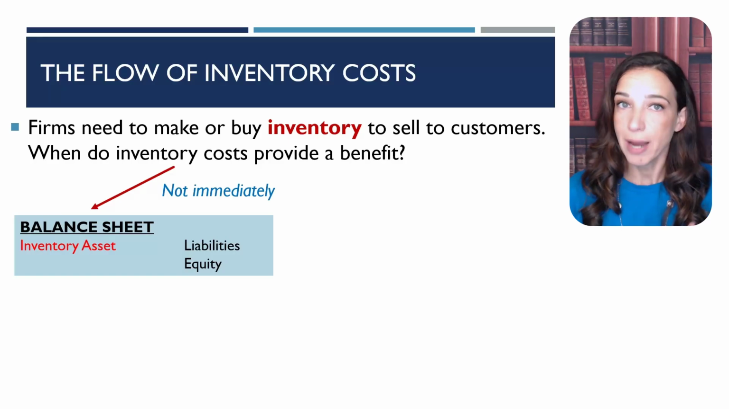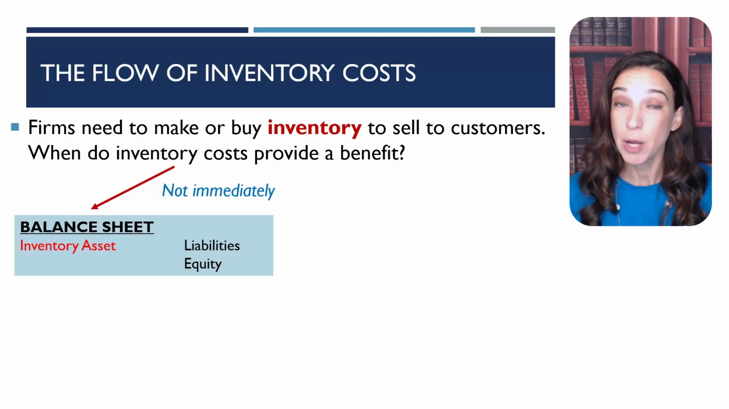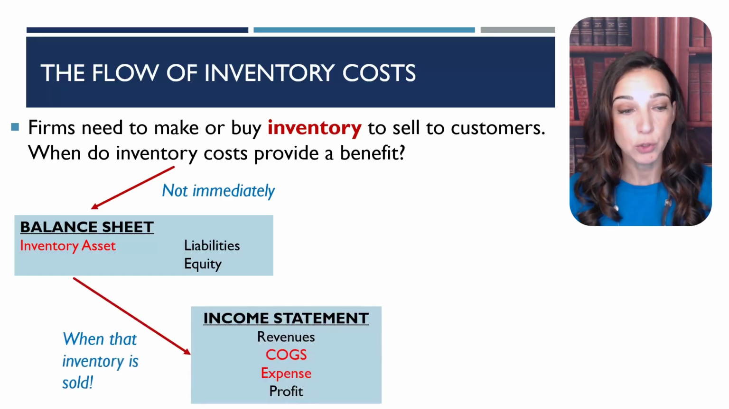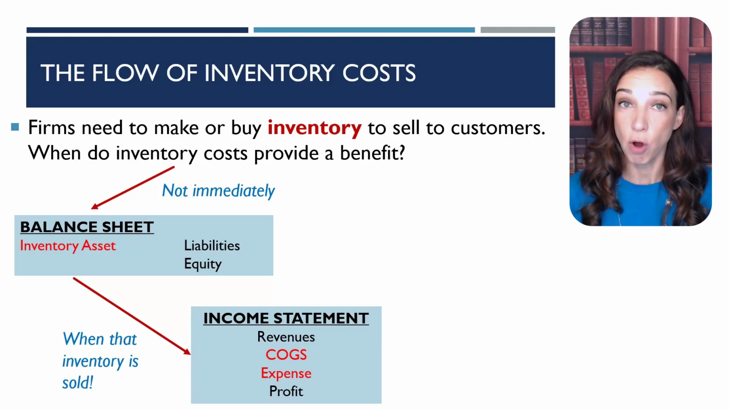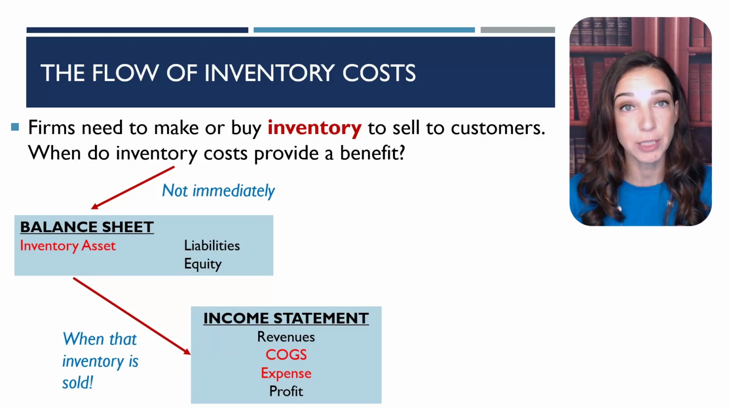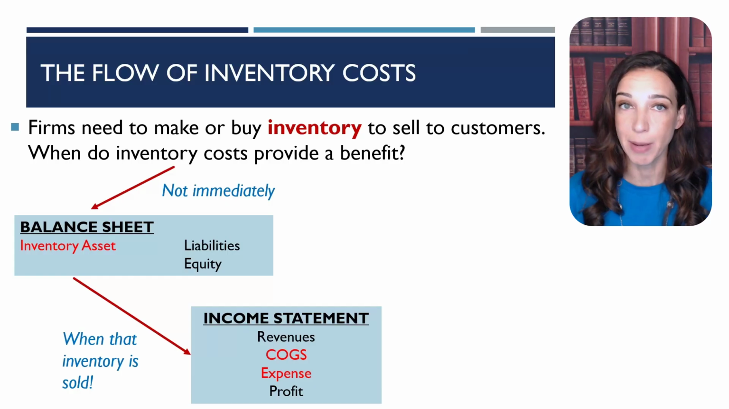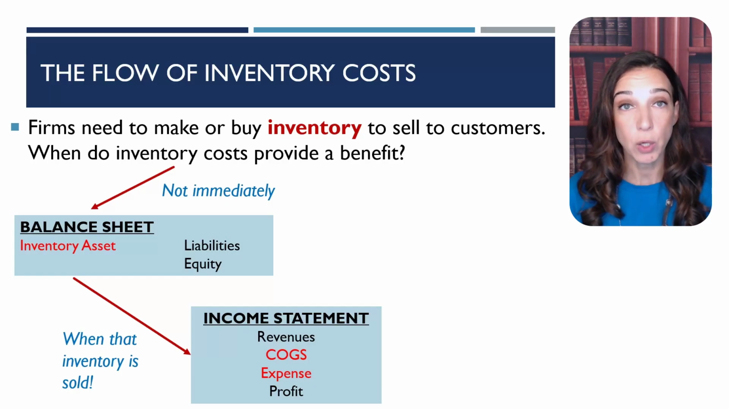When does the inventory actually provide a benefit to the firm? When it is ultimately sold. So that's the moment where the cost stops being an asset on the balance sheet and starts to be recognized as an expense on the income statement. And we call that expense the cost of goods sold.